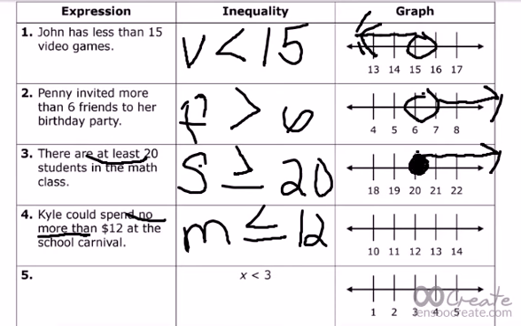Okay, so to graph that, just like we did the one above it, we're going to start with the number 12 and put a circle, and then we're going to close the circle because it could be $12 that he spends. But he can't go over $12, so we will also draw a line to the left, which shows the numbers less than 12, because whatever he spends is going to be less than or equal to $12.